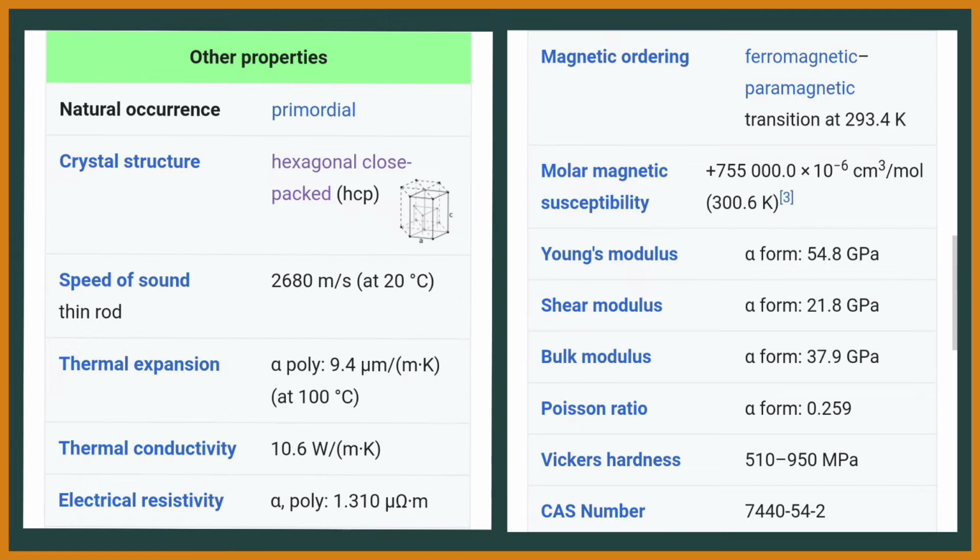And then Young's modulus, shear modulus, bulk modulus, Poisson ratio, Vickers hardness, and then the CAS number, which is 7440-54-2. So let's proceed to the next slide.